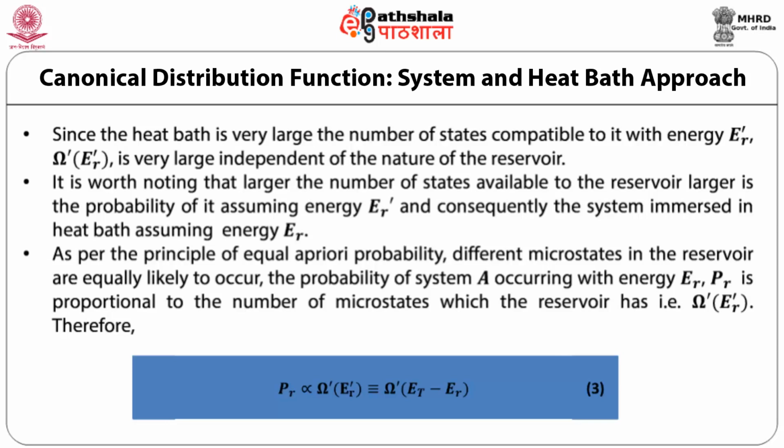As per the principle of equal a priori probability, different microstates in the reservoir are equally likely to occur. The probability of system A occurring with energy ER, denoted by PR, is proportional to the number of microstates which the reservoir has, that is, Ω' as a function of ER'. Therefore, PR is proportional to Ω'(ER') and is equivalent to Ω'(E_total − ER).